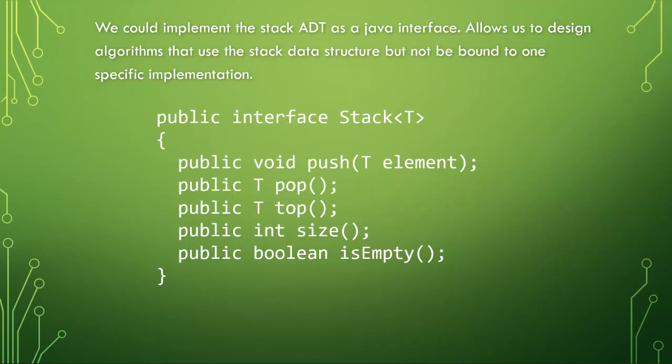Now, we could implement a stack ADT physically in a language, say, as a Java interface. If you don't know what Java interfaces are, don't worry. That's coming up in one of the next videos where we go over some new features of Java. But the idea of this interface allows us to design an algorithm that uses this stack but is not bound to one specific implementation of it. And this is a property. So this is an implementation of the ADT in Java specifically using interfaces and generics. If you don't know either of those, perfectly okay. I'm just introducing it so you can see it here.